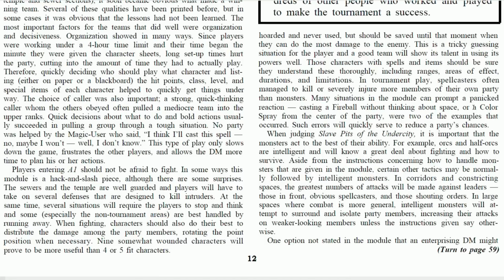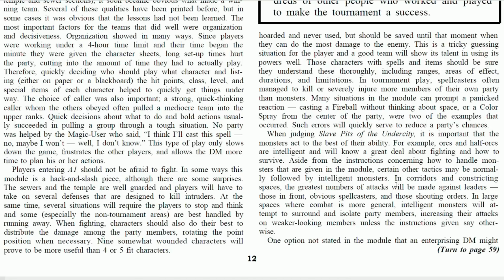And he says you shouldn't be afraid to fight. And he says, in some ways, this module is a hack and slash piece. Well, you're going to see as we go through these, they're all very much like that, because that is designed for tournament play. He says, although there are some surprises, the sewers of the temple are well guarded and players will have to take on several defenses that are designed to kill intruders. And then he says 9 somewhat wounded characters will prove to be more useful than 4 or 5 fit characters.